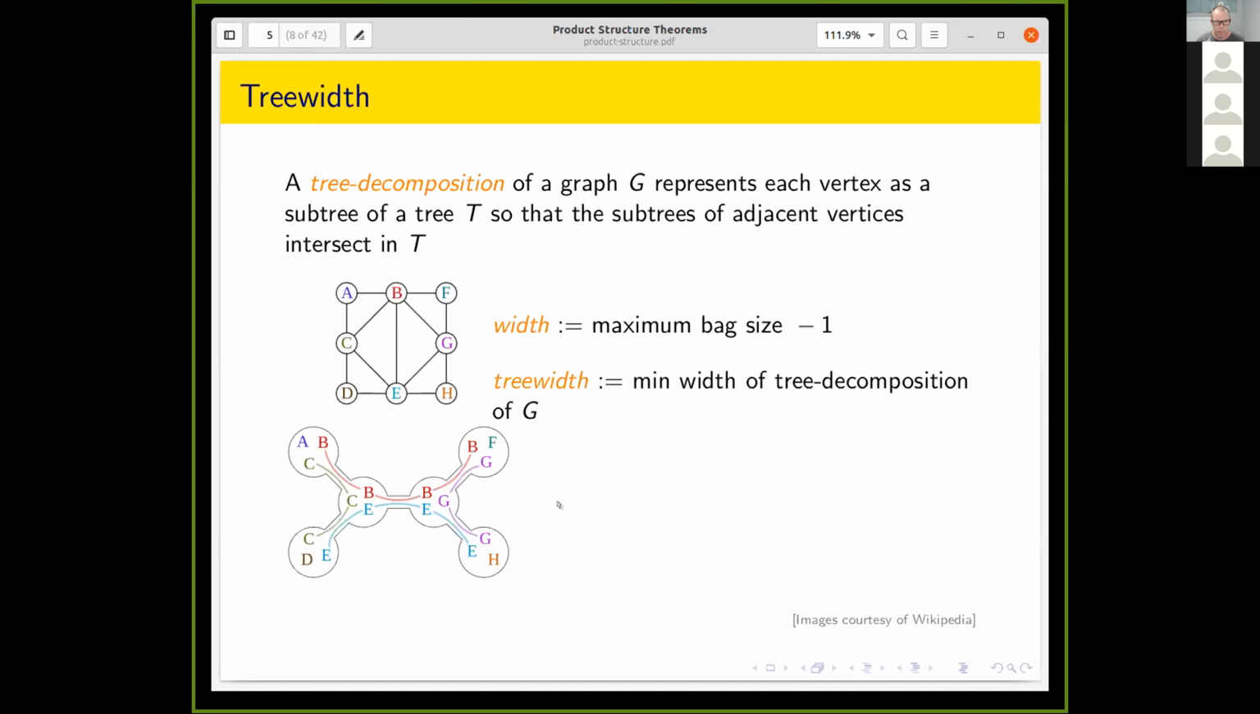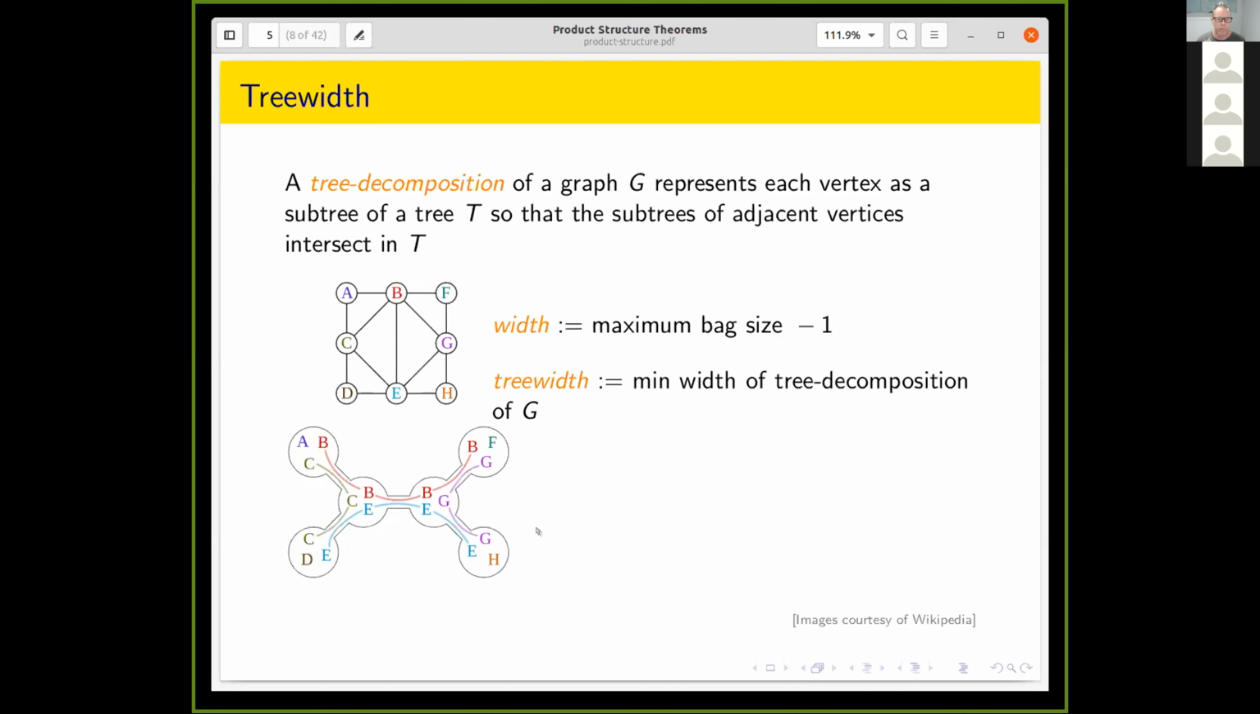So when you have such a tree decomposition, each vertex of your tree has a collection of graph vertices inside of it. We call these vertices of the tree bags. The width of your tree decomposition is the size of the largest bag minus 1. If we look at this tree decomposition, all the bags have size 3, so the largest bag has size 3, and so the width of this decomposition is 2.